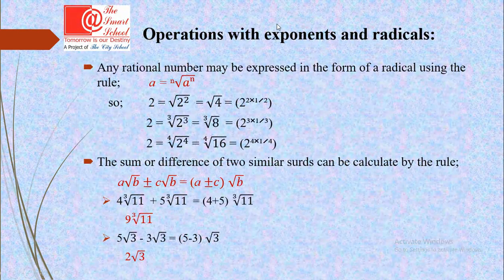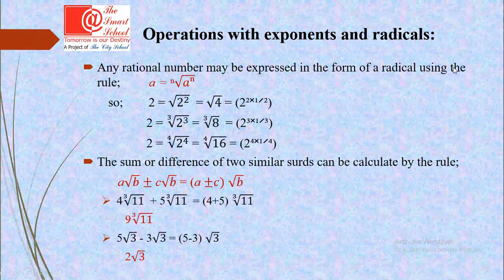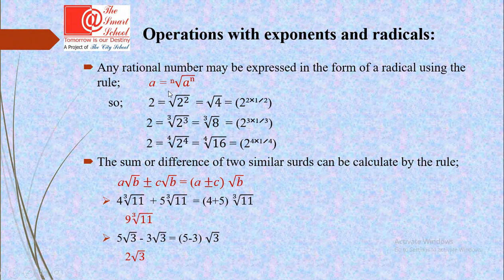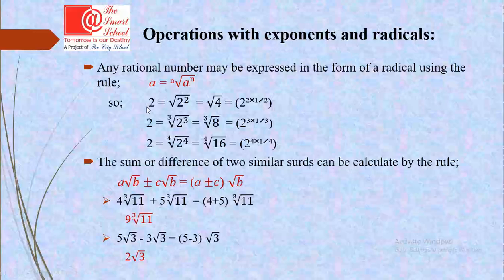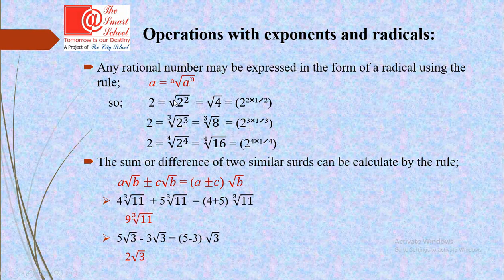Now operations with exponents and radicals. Any rational number may be expressed in the form of a radical using the rule a is equal to the nth root of a power n. Then 2 is equal to the square root of 2 square. So the value is the same. This square will be cancelled by this square, so it is equal to 2. So we can write 2 in the form of the square root of 4.